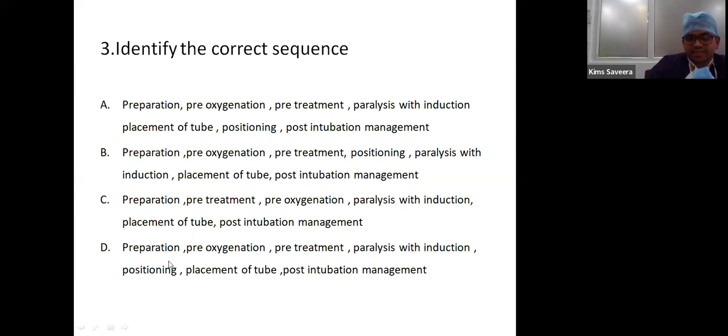The correct answer is D, where preparation is more important. Getting all the gadgets, suction be ready, oxygen cylinder, everything make ready. Then pre-oxygenation, then pre-treatment like induction agents. Next, paralyzing with the induction agent. Then positioning. Here, positioning is not there in this B. After positioning, placement of the tube. Then post-tube management. The correct answer is D.